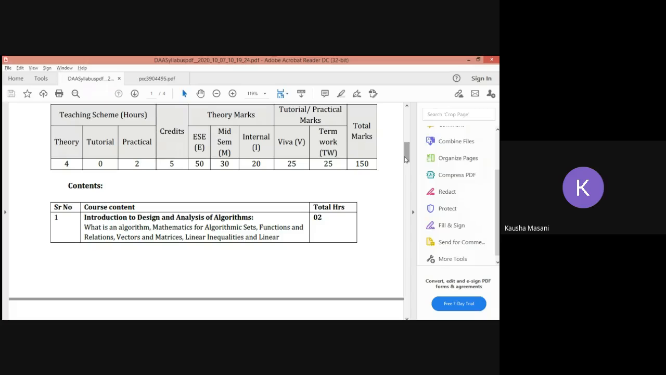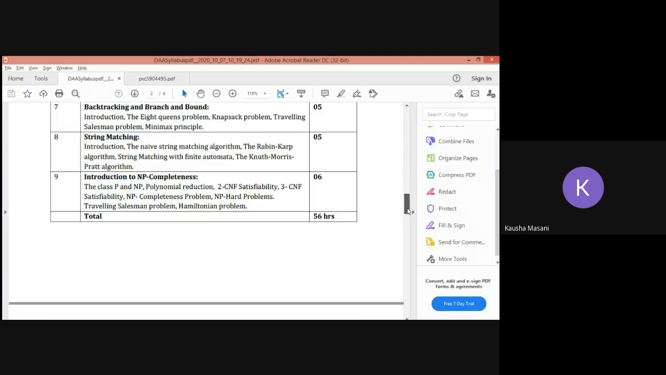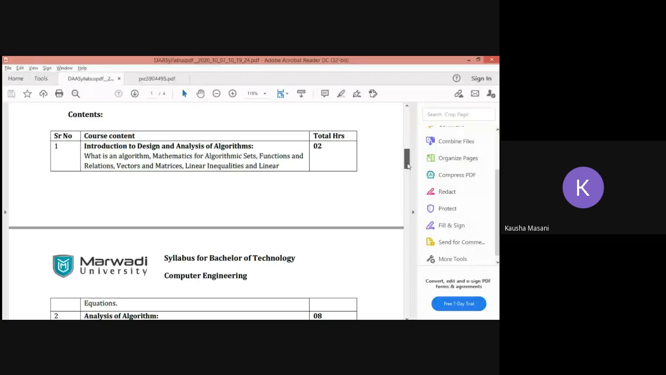Now this subject in total contains 9 units. In this entire semester, we are going to go through the 9 units of this subject. The first one is the basic introduction: what is design and analysis of algorithms, what is an algorithm, and the mathematics of algorithmic sets. The set theory, if you can remember, I think it was in your semester 1. Set theory, subset, equal set. Do you guys recall anything like that? Union.